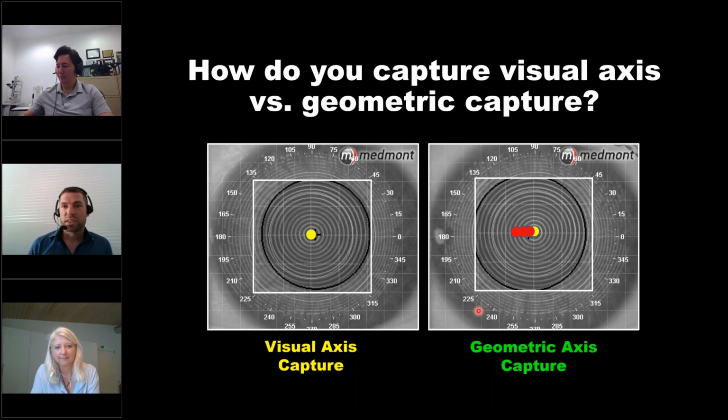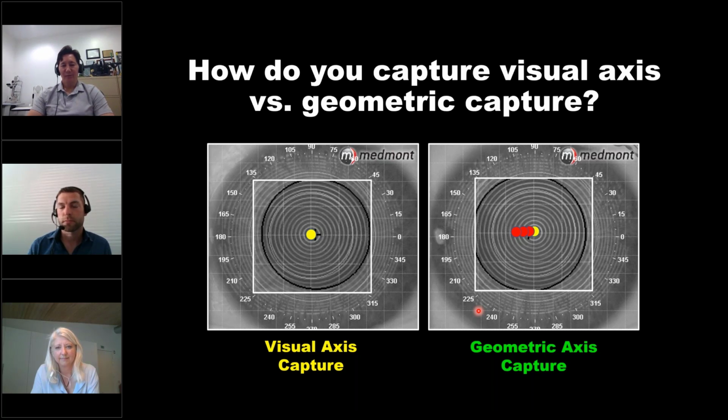Well, visual axis is a standard capture mode, but as you said, for contact lenses, it's important that you have a centered measurement, because it's there where you're designing your lens or fitting your lens, and you want your lens to be as centered as possible. So the geometric axis is very important to capture for designing your contact lens.